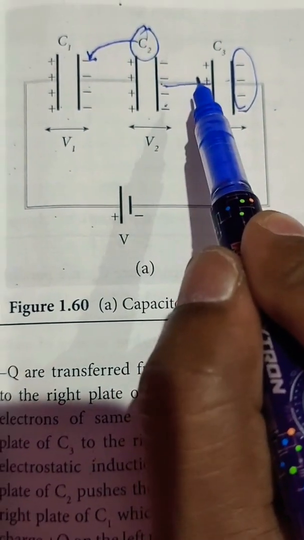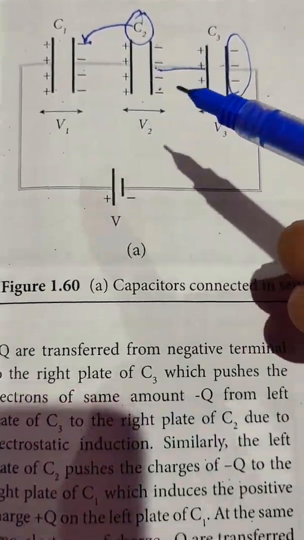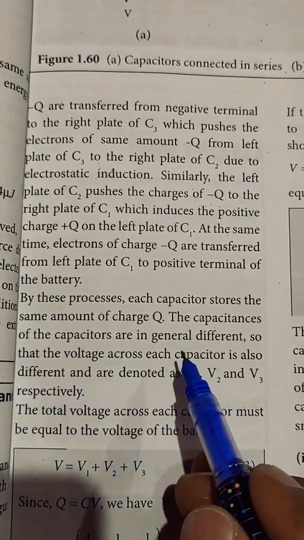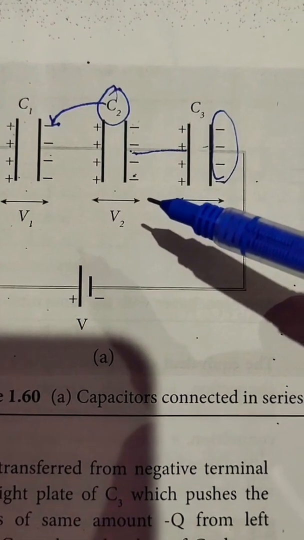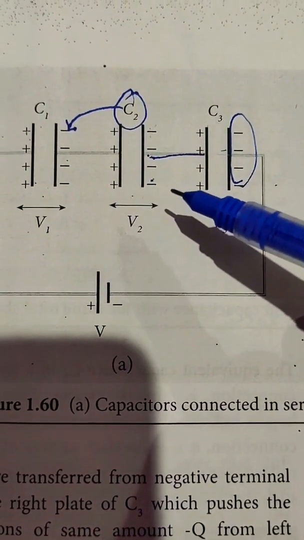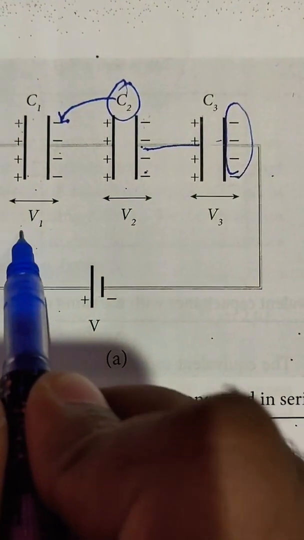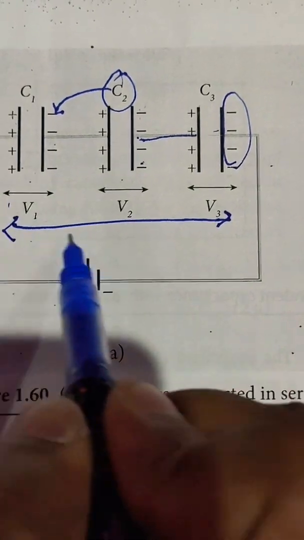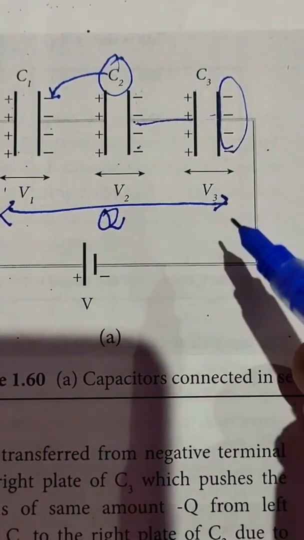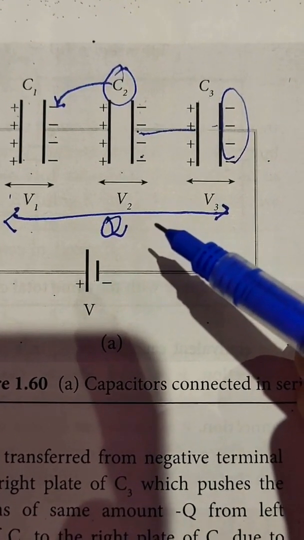According to this process, the positive charges can be produced by electrostatic induction. In this process of capacitors, each stores the same amount of charge. The charge must be the same. The three capacitors have the same amount of charge Q. The charge does not differ from one capacitor to another.